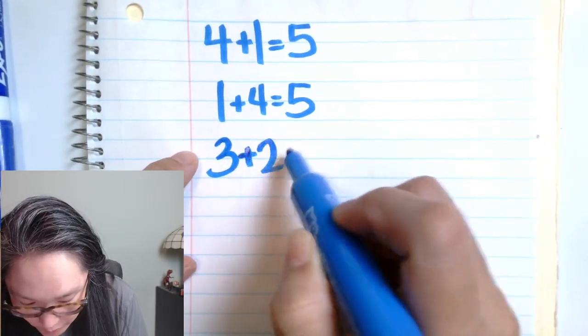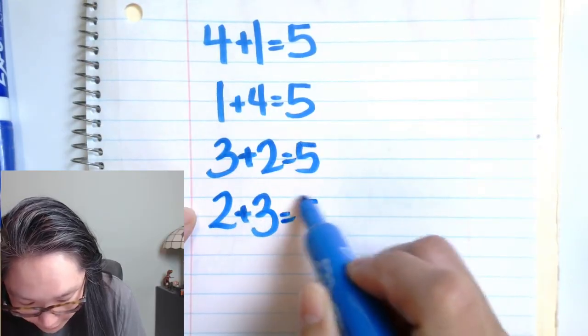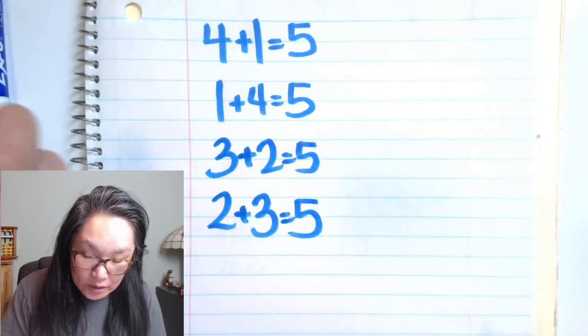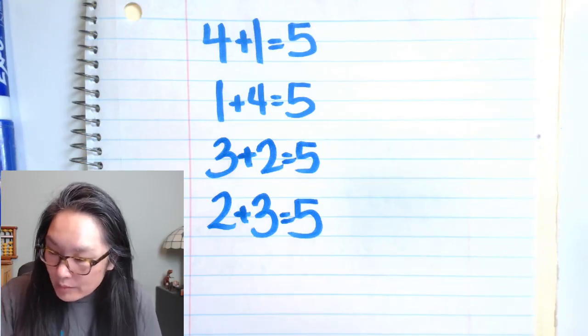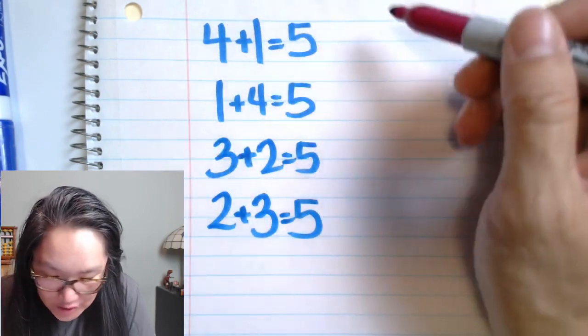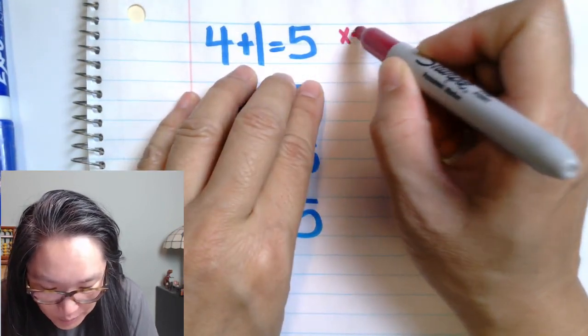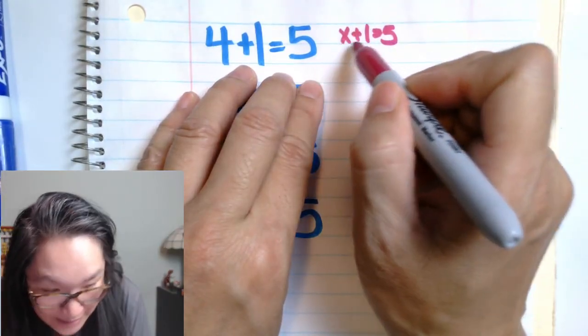3 plus 2 is equal to 5. And then 2 plus 3 is equal to 5. Now why? Why do we need to learn this? Well, the first thing we're going to do is isolate the variable. Remember in algebra when you isolated the variable? If I change this equation to say x plus 1 is equal to 5, right? What we want to do is isolate the variable.